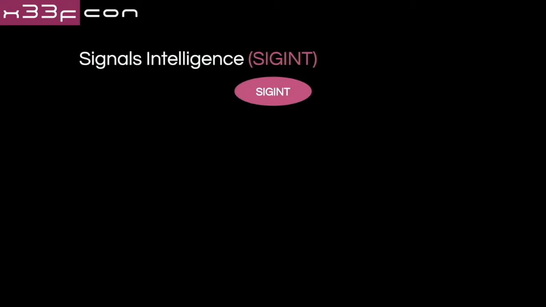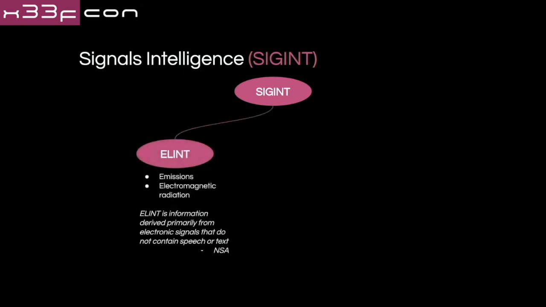So let's start with SIGINT, or Signals Intelligence. SIGINT has two components. The first one is ELINT. We're not going to touch anything in this space, this is only for awareness, but ELINT is information derived primarily from electronic signals that do not contain speech or text. Typically here we're talking about intercepting the signals that radars produce, certain kinds of weapons, and so on. This is beyond our scope in this presentation.